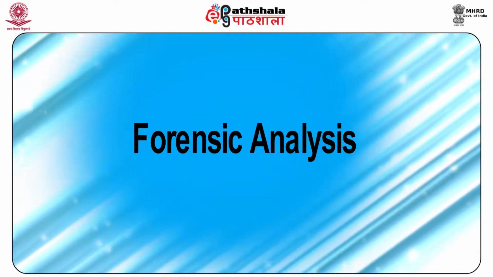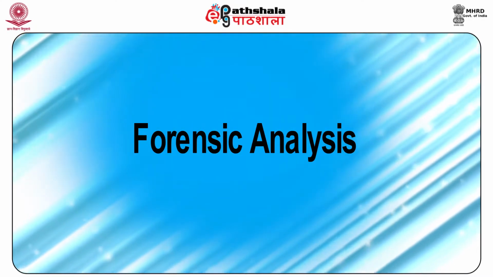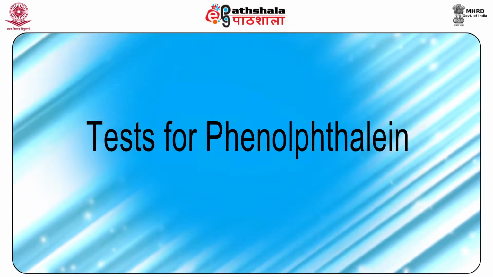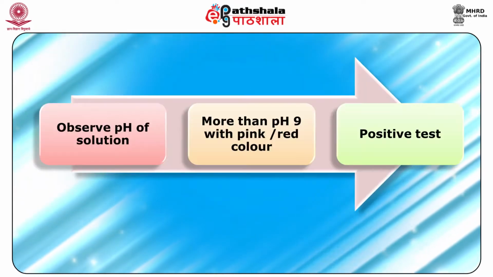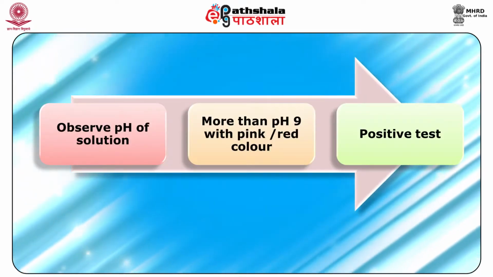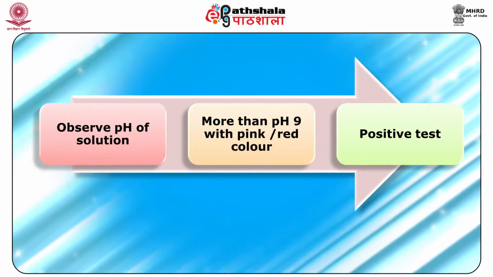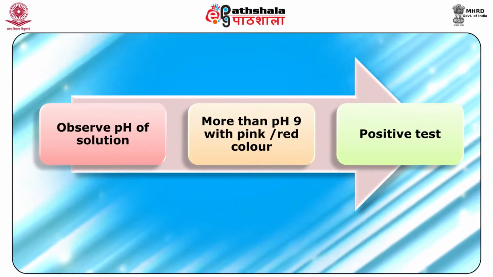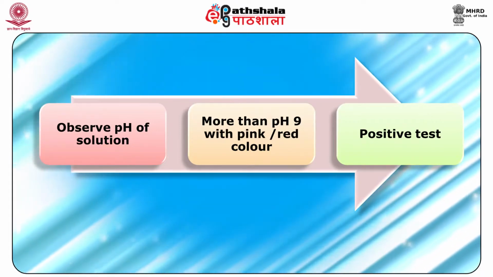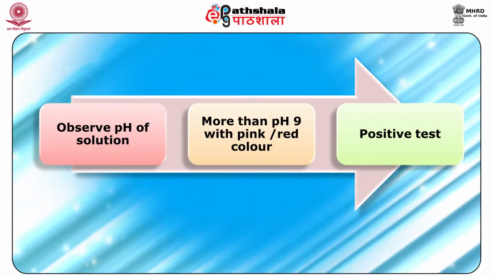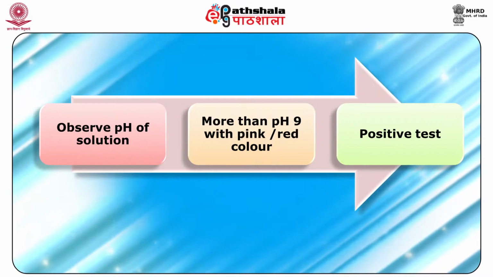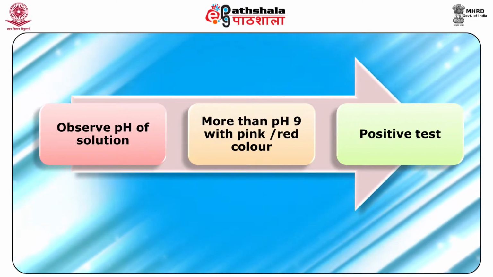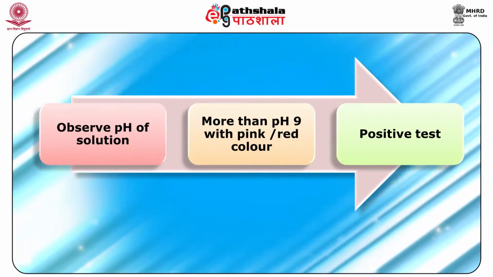Next, we will move on to forensic analysis. First is tests for phenolphthalein. pH test: observe the pH of the solution exhibit with the pH paper. More than pH 9, that is, a pH range from 8.3 to 10 with pink or red color, shows the positive test for the presence of phenolphthalein.